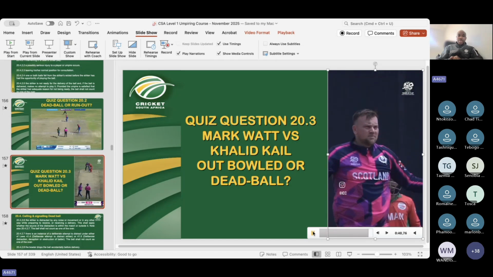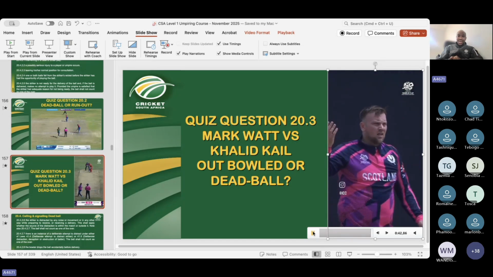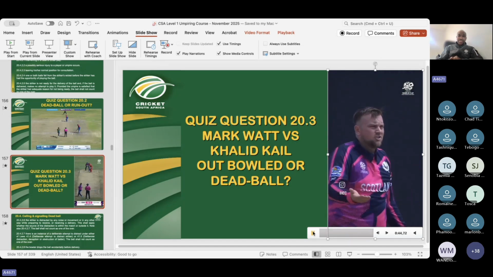It is up to the batter to decide whether he or she is ready for the delivery or not. And if they feel that they are not ready for the delivery, then they have the right to back away, as Khalid Kale did in this scenario. And as long as they don't play at the shot, the umpire shall call and signal dead ball.